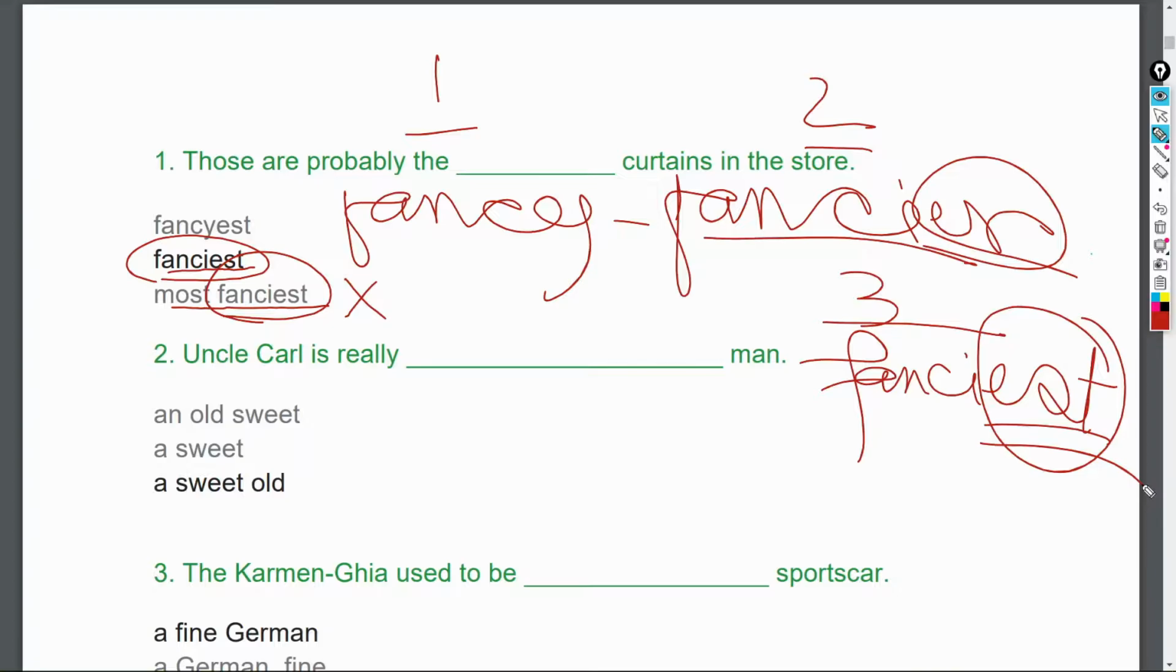Let's see the next one. Question number 2. Uncle Carl is a really dash man. An old sweet man, a sweet man, a sweet old man. Here, two adjectives came together. Old is also an adjective and sweet is also an adjective. This actually talks about the quality, and this talks about the age. Therefore age comes after the quality, and therefore your answer here will be Uncle Carl is really a sweet old man.